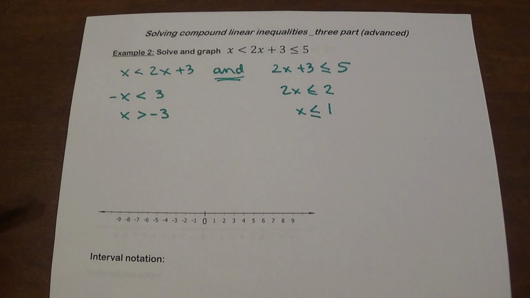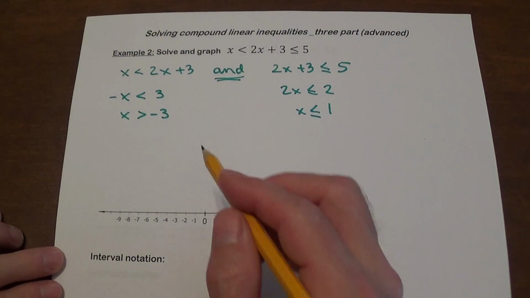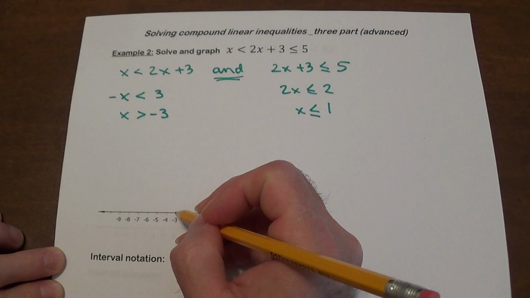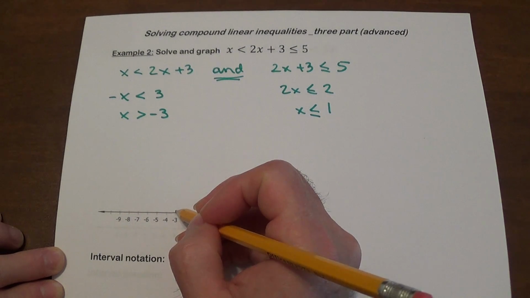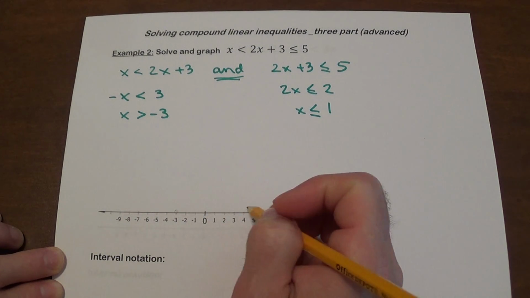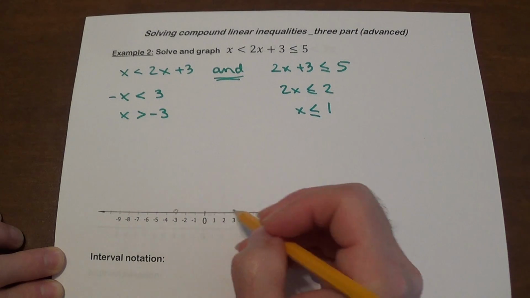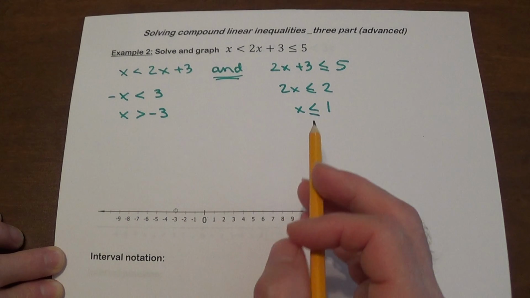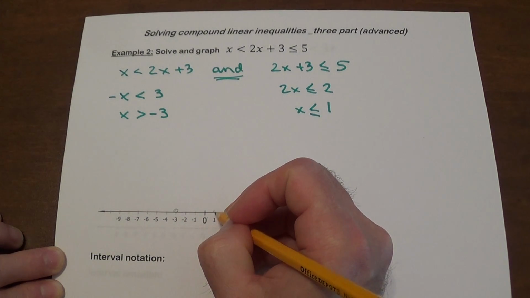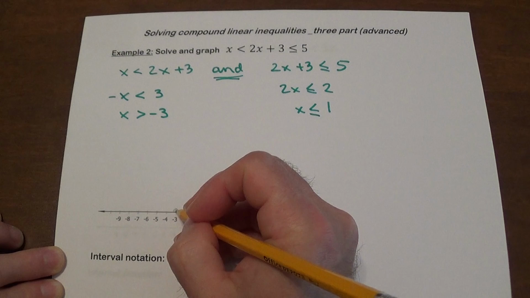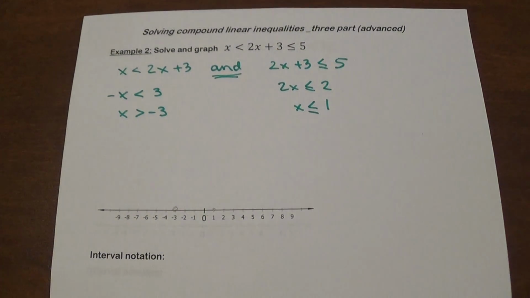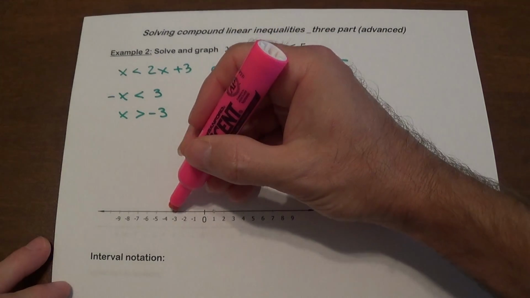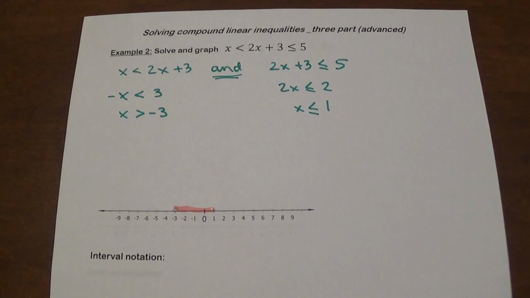So if you start at negative 3 and go this way, and then start at 1 and go the other way, because of AND this requires them to overlap. So this is going to be our solution here. Open at negative 3, closed at 1, and everything in between will be shaded. This is the part that gives you this solution.